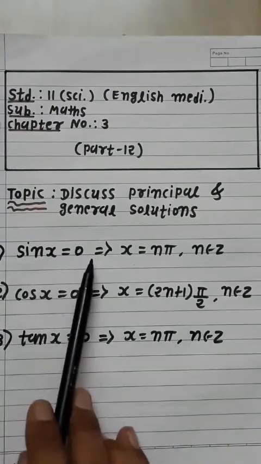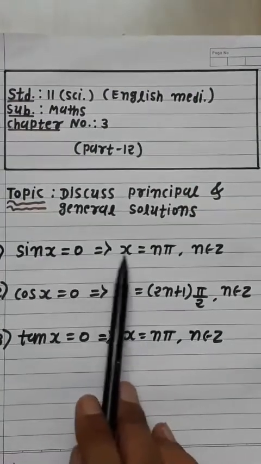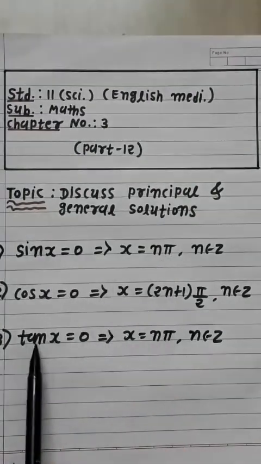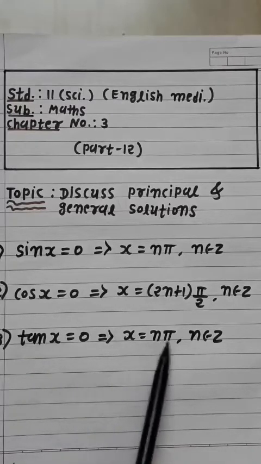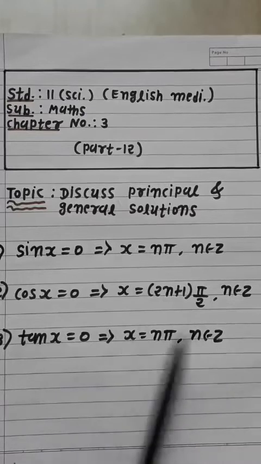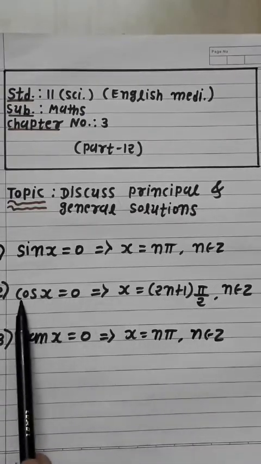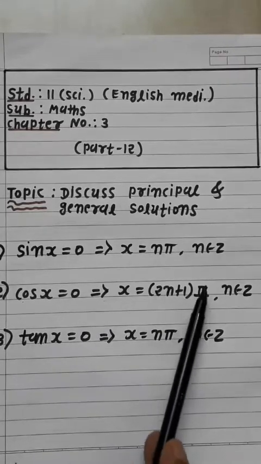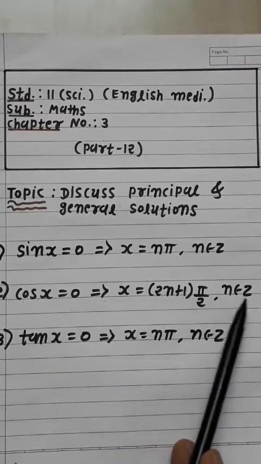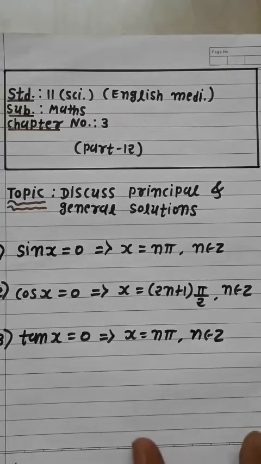So sin x is equal to 0, the general form is x is equal to n pi. Tan x is equal to 0, so also we can write x is equal to n pi, where n belongs to Z. And cos x is equal to 0, so x is equal to (2n plus 1) pi by 2, where n belongs to Z.